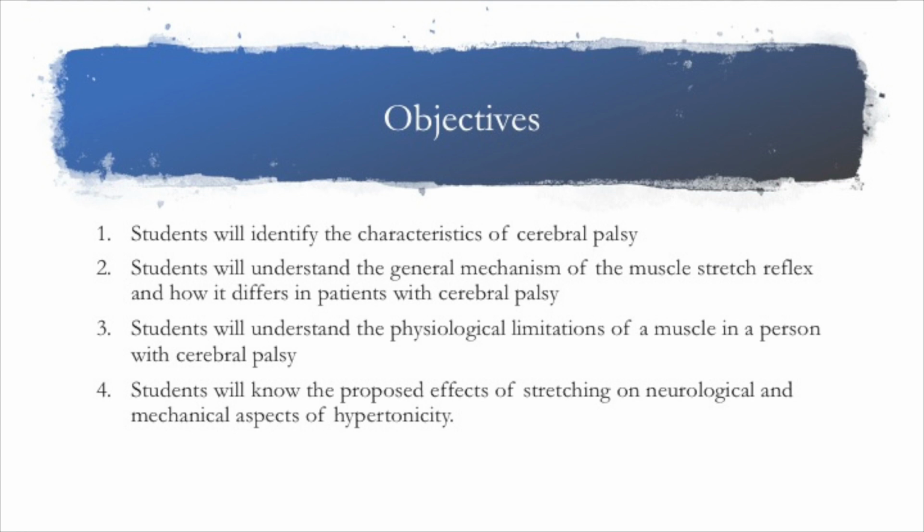We will briefly go over some objectives that we wish you to take away from the video after watching. Number 1, students will identify the characteristics of cerebral palsy. Number 2, students will understand the general mechanism of the muscle stretch reflex and how it differs in patients with cerebral palsy. Number 3, students will understand the physiological limitations of a muscle in a person with cerebral palsy. And last, number 4, students will know the proposed effects of stretching on neurological and mechanical aspects of hypertonicity.